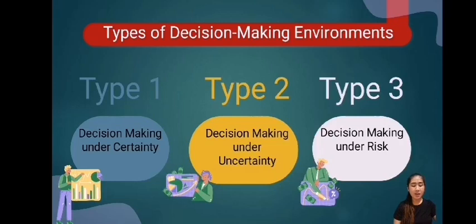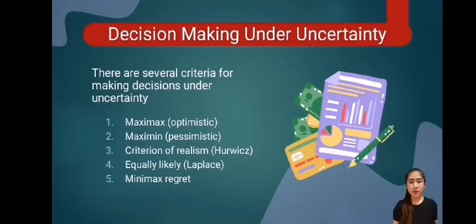And lastly, number three, decision making under risk. In this type of environment, there are several possible outcomes for each alternative, and the decision maker knows the probability of occurrence of each outcome. Between the two extremes of certainty and uncertainty lies the case of risk. So in this environment, unlike under uncertainty, under risk, probabilities are known. So again, decision-making under uncertainty.